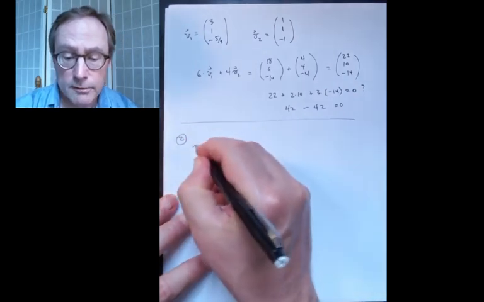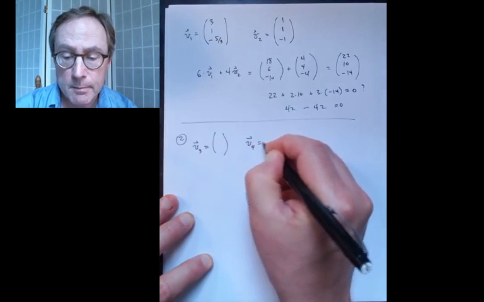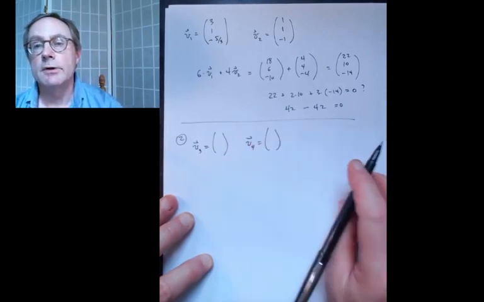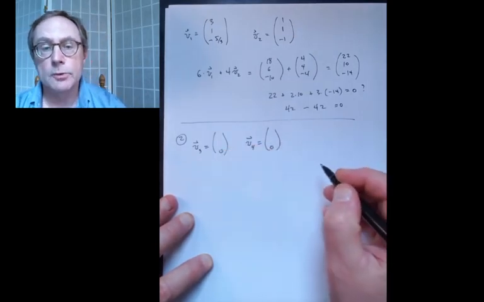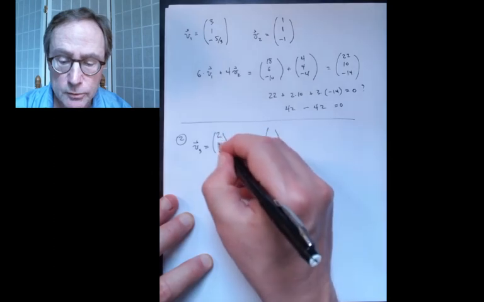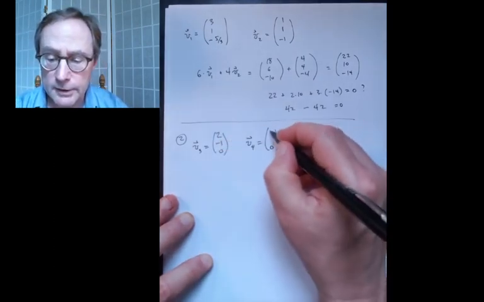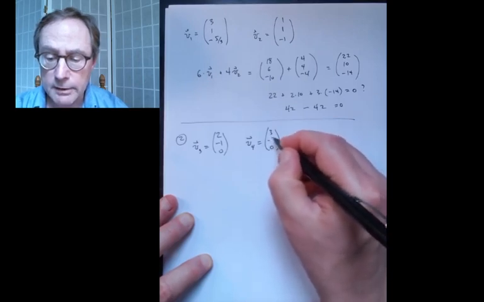So v3 and v4. So let's see, x plus 2y equals 0 and z equals 0. So the z equals 0 part is not hard. X plus 2y equals 0. How about if I say 2, minus 1, 0? And how about if I say 3, and then I need to have a negative, so negative 3/2, 0.